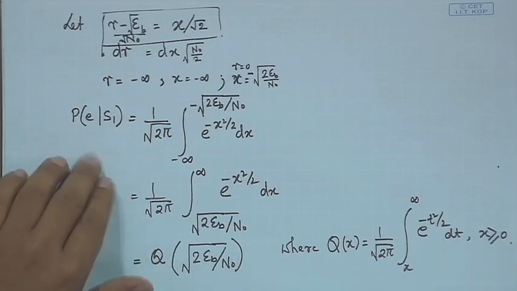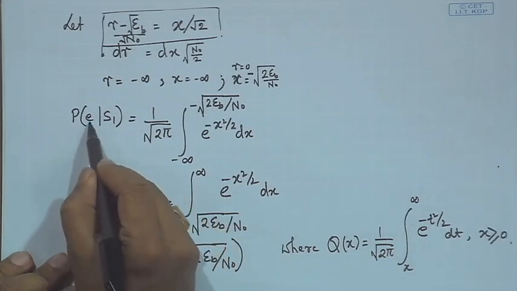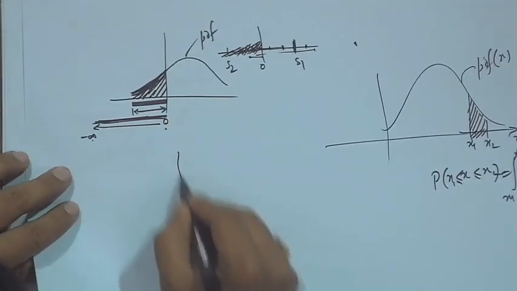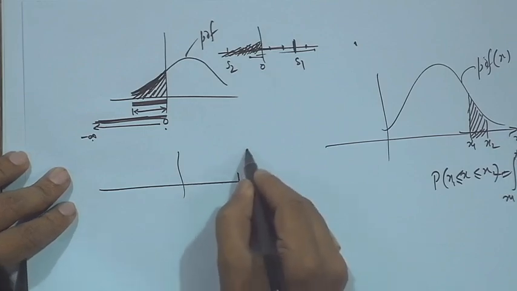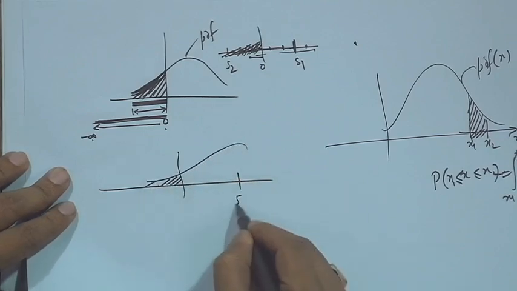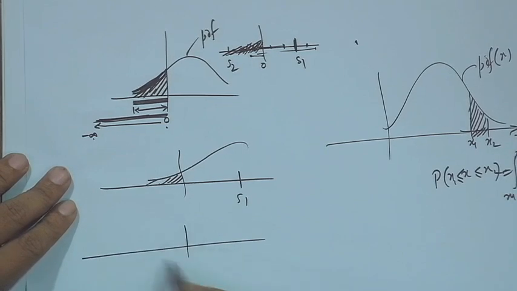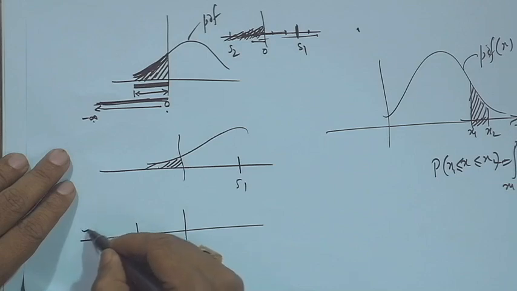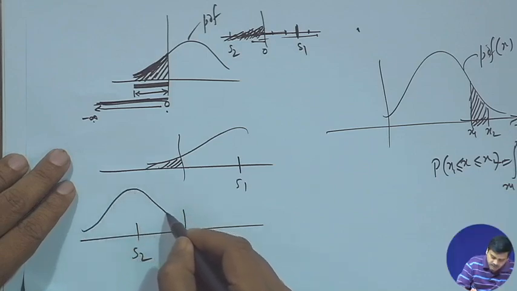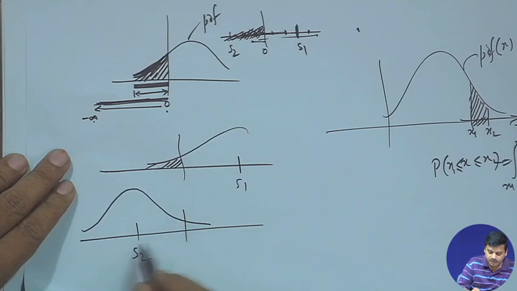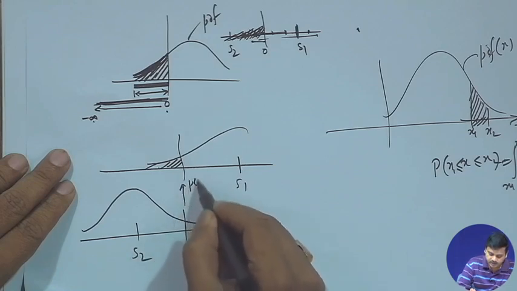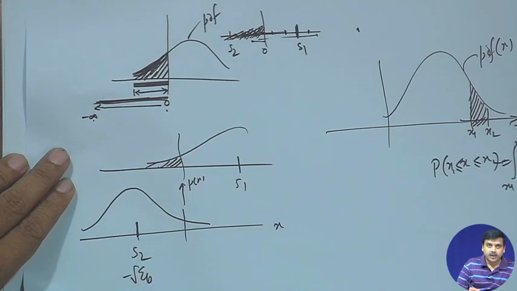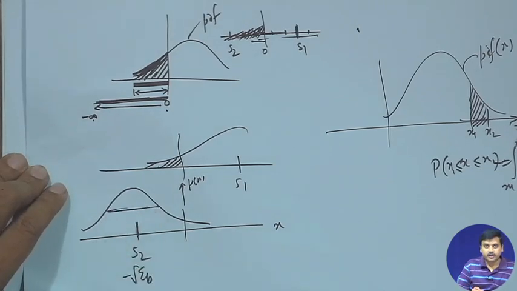Proceeding from this point, what we have calculated is P of error given S1. Now, what will be the probability of error given S2? We consider that S2 is sent, and we first see the PDF of the received signal given S2, which will be like this. If this is x and this is P of x, the mean is that of S2, root EB, and it has a variance of n naught by 2.